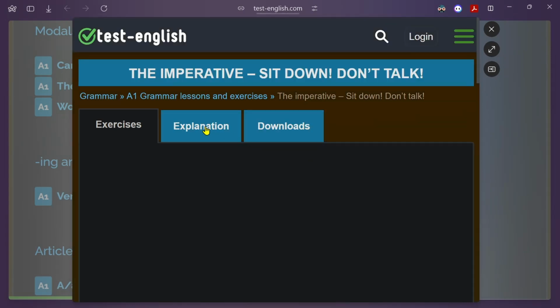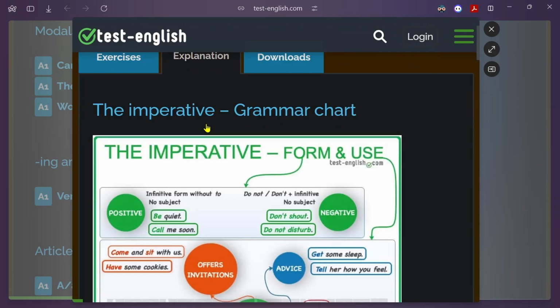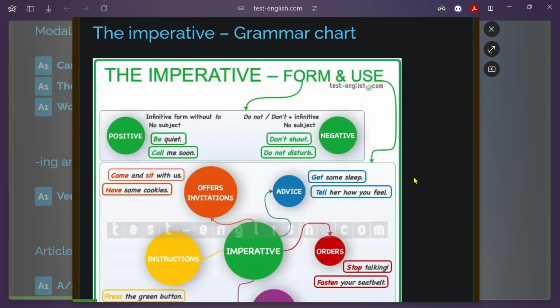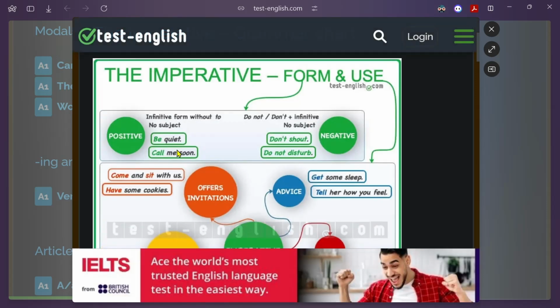Imperative. I think we consider that it has no subject. Do it. There's no subject, you see. Do it. Imperative. As a positive: be quiet. Call me soon. You see, these are orders. It's the infinitive verb, you see. Be. It's the most simple form of the verb. Be quiet. Call me soon.